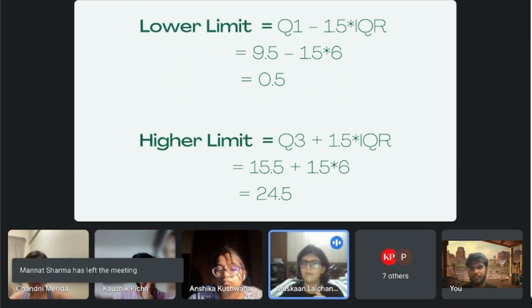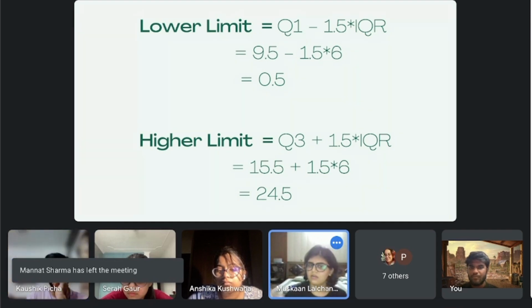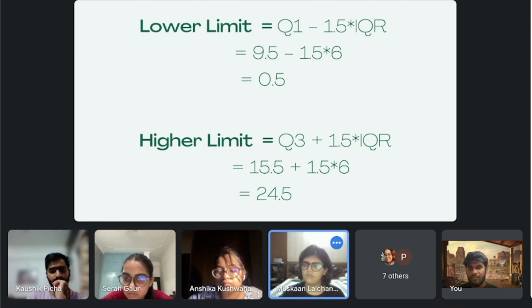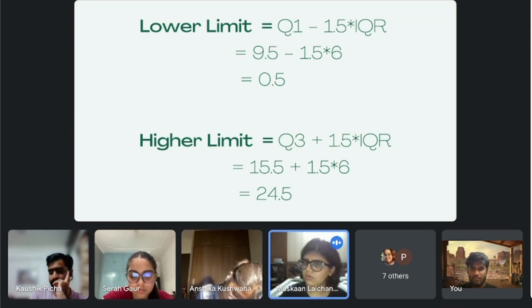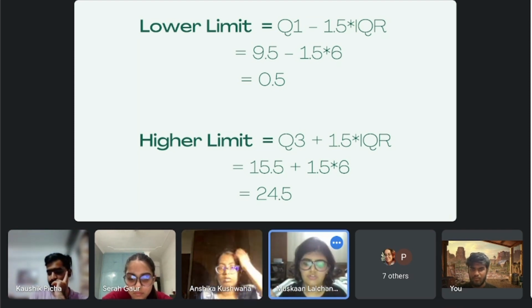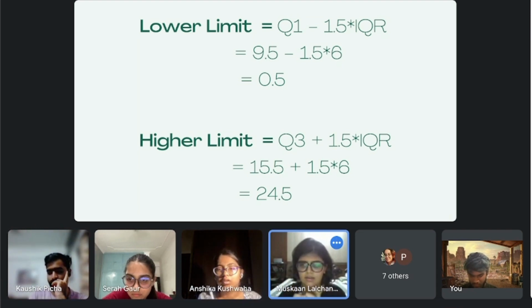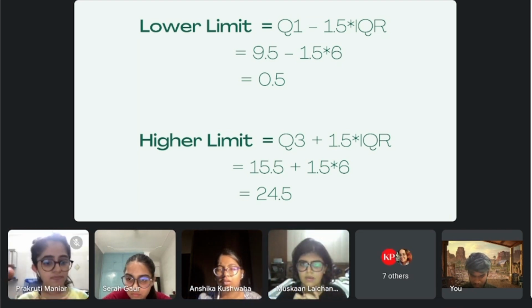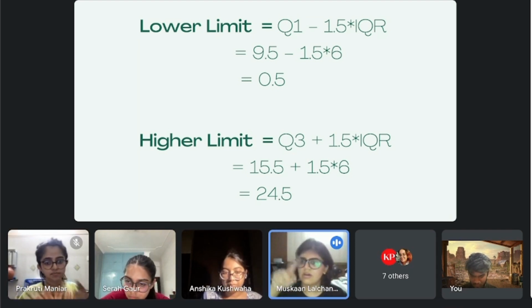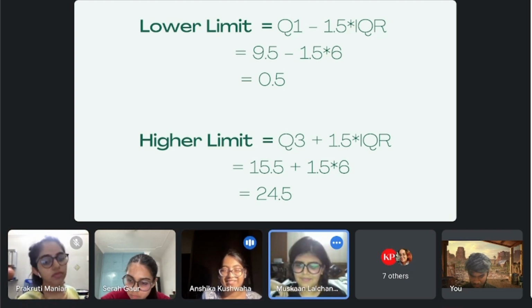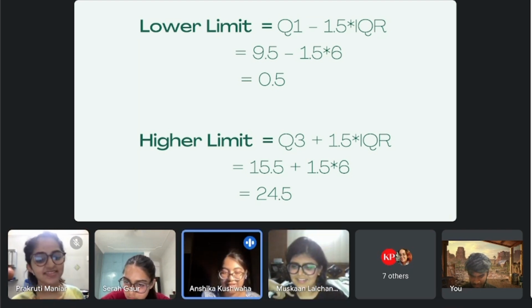Now we will find something called the lower limit and next something called the higher limit. The formula for lower limit is Q1, which was 9.5, minus 1.5 into the interquartile range. You just calculated the interquartile range, which should have been 6. Why 1.5? That's just a formula. For the lower limit it's 1.5, and if you need to go deeper, instead of 1.5 it's just 3. That sounds very naughty. Sorry, Sarah.